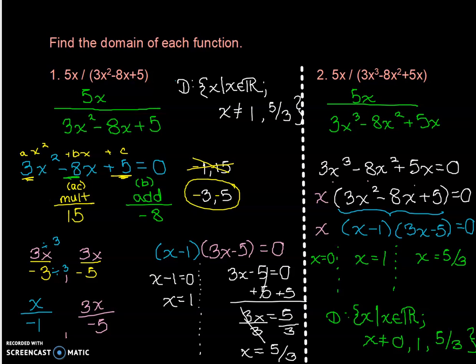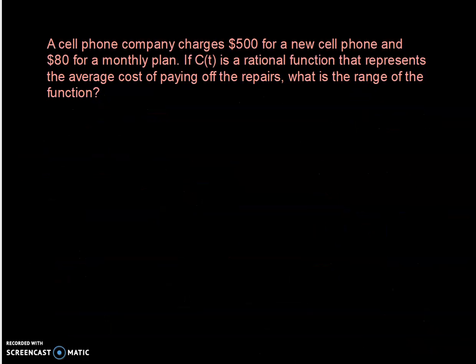All right, so then moving on from here, we also have a cell phone company that charges $500 for a new cell phone and $80 for a monthly plan. So we're going to have our rational function, which represents the average cost of paying off the repairs. And from there, we want to know the range of the function. Okay, so in this case, there is an equation that we're going to start off by writing.